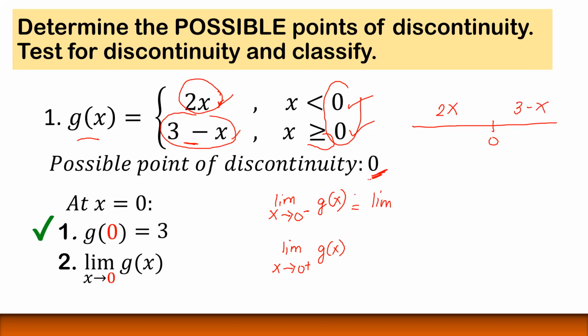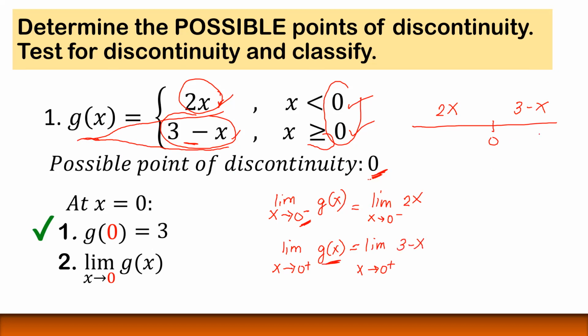Okay, so we will be replacing g of x by 2x kasi kung nasa left side tayo ng 0. So replacing that g of x by 2x. Tapos dito naman, we have limit x approaches 0 from the right. G of x will be defined as 3 minus x. So we'll be replacing our g of x here by 3 minus x.